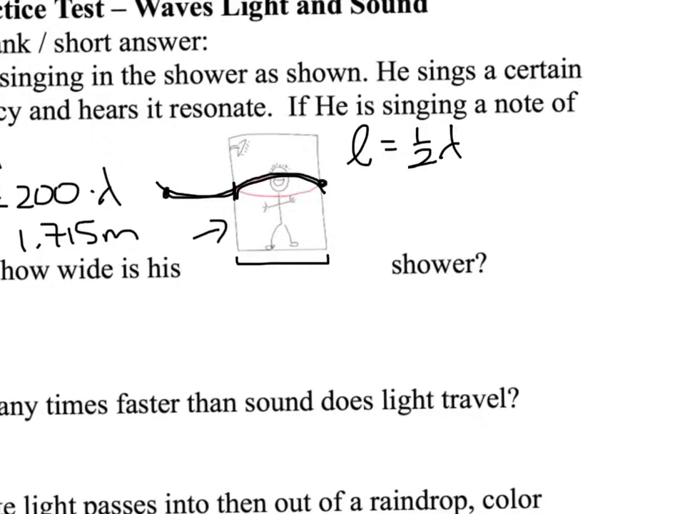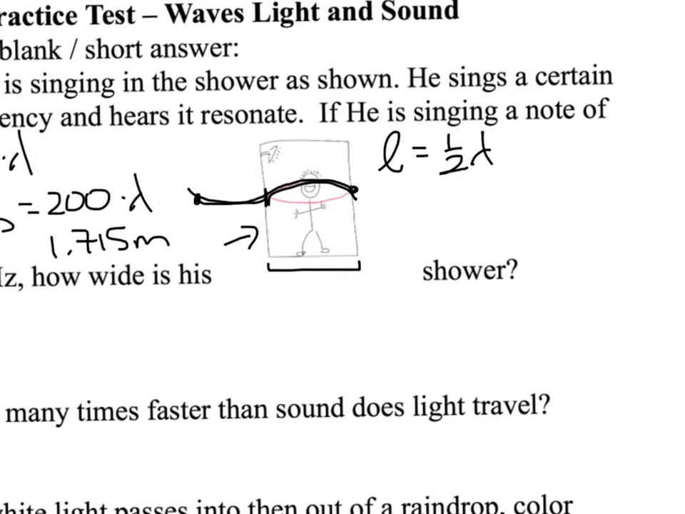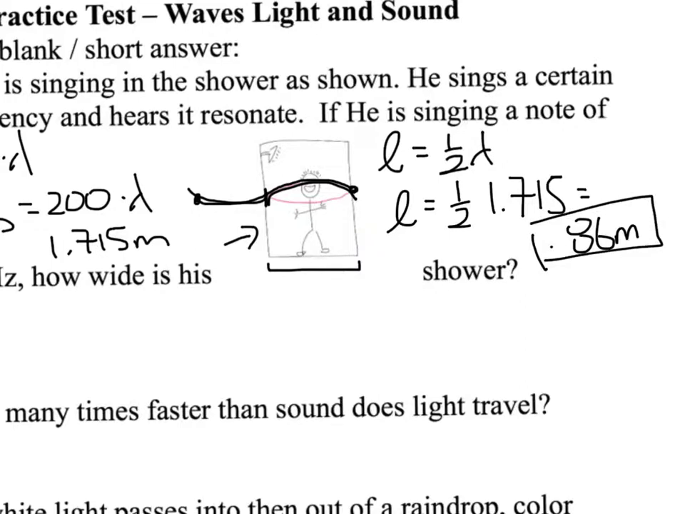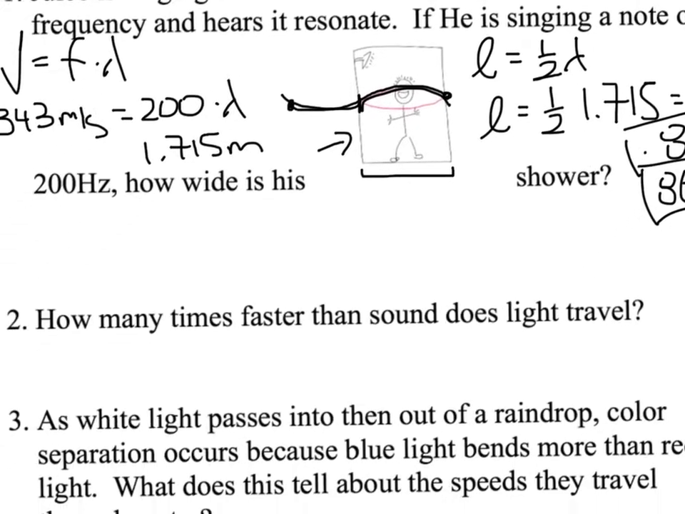The length of the shower is half the wavelength. And if the wavelength is 1.715, then we have that the length of the shower is 1/2 of 1.715, which is 0.86 meters, or 86 centimeters, which is sort of standard for a shower. Okay.